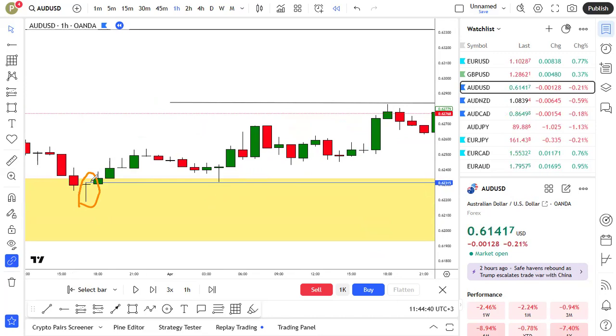Why? Because this is a very good point for us to look for entries. This is one of the very important things we always look for in price action. On the left we have the intermediate term low, on the right we have the short term low. And this intermediate term low is the one that we're going to use as our order block.